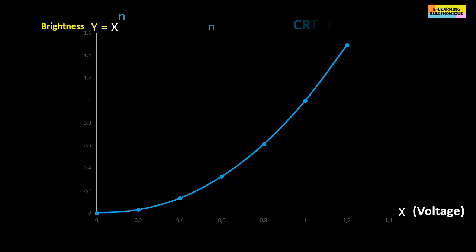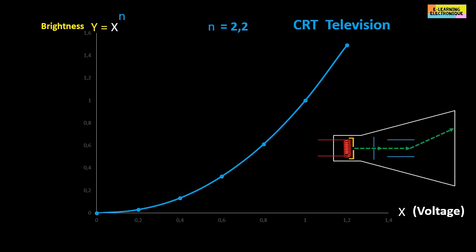We find the same type of nonlinear curves seen previously. This is due to the fact that the quantity of electrons emitted is not proportional to the voltage received. So if the electron gun receives twice the voltage, it will not produce twice the light intensity. This is why a CRT screen tends to darken the image it displays.